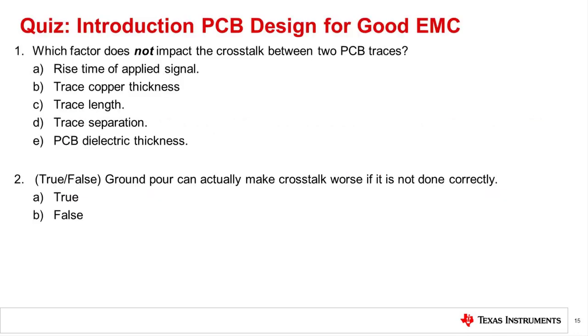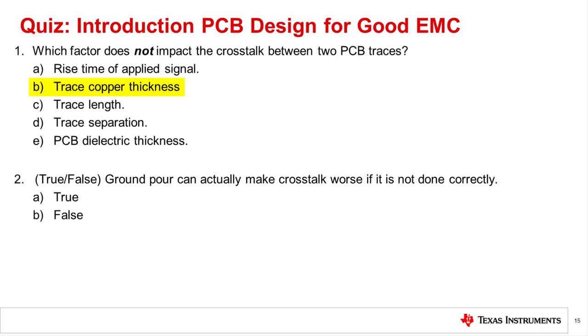Question 1. Which factor does not impact the crosstalk between two PCB traces? The correct answer is B, the copper thickness. Signal rise time, trace length, trace separation, and PCB dielectric thickness all have significant impact on crosstalk.